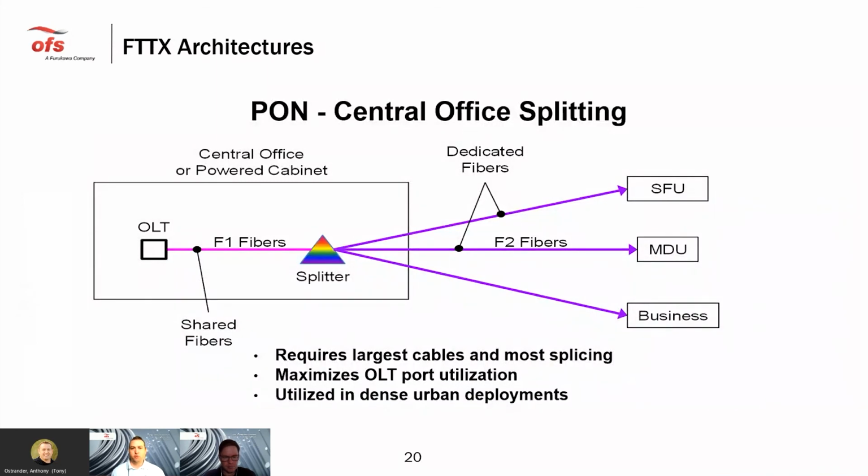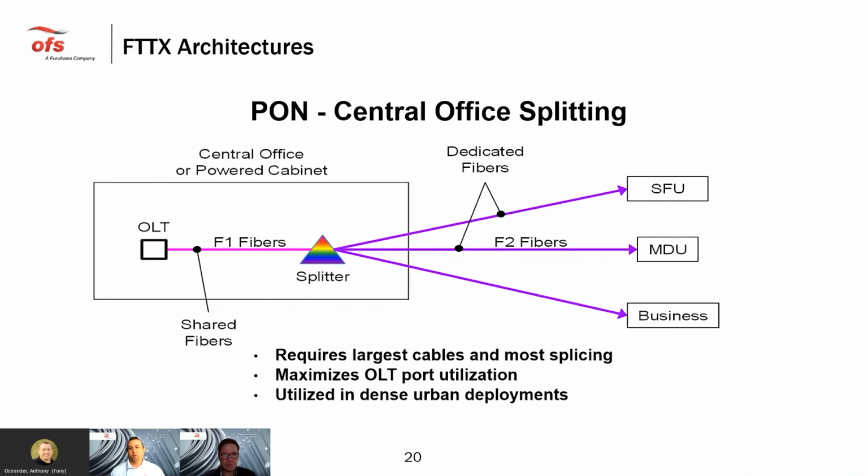All right, so this is our first PON-based splitting architecture, the central office splitting architecture. You've got your OLT, and then your splitters located in the same location, essentially the same cabinet in the central office. You've got your shared fiber going from your OLT to your splitter, and from that splitter coming out of the central office is where you've got your dedicated F2 fibers. The trick with this one is that the cables coming out of your central office are large and high count.